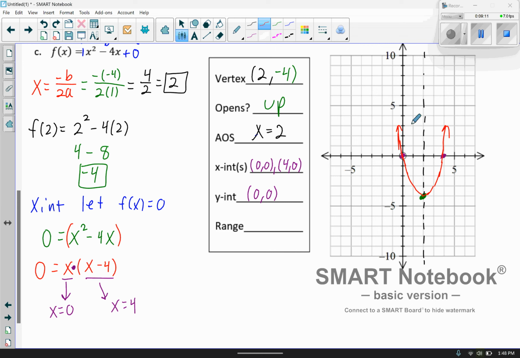So then let's see my range. Let's see. I'm bounded below at -4. That's as low as I go. And then I go up indefinitely, so I'm not bounded. So infinity as far as how large it goes.